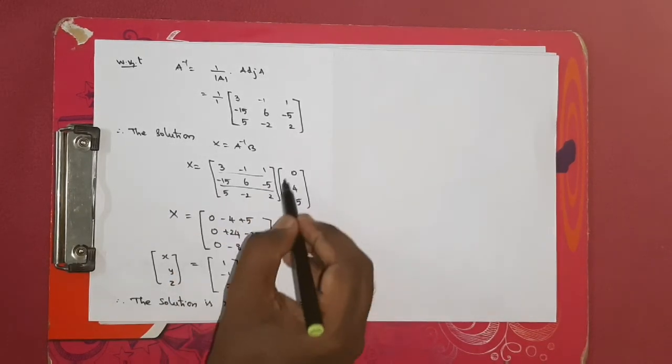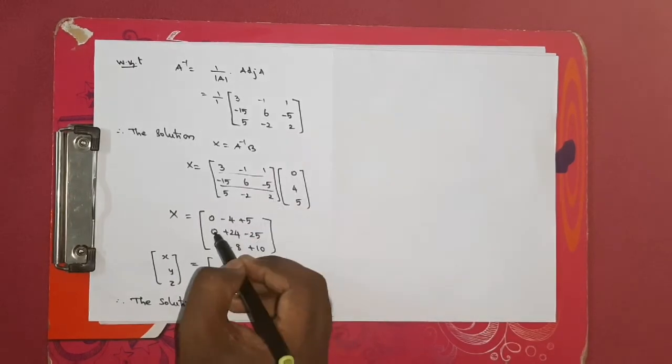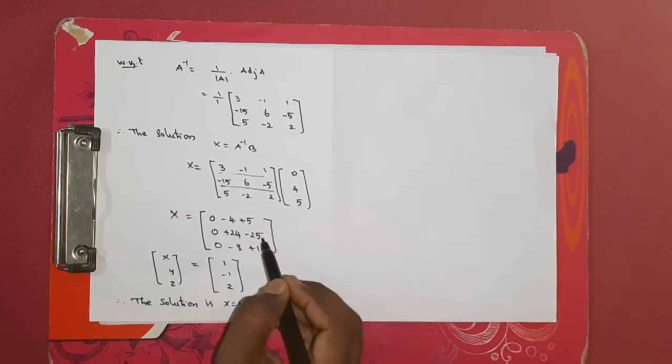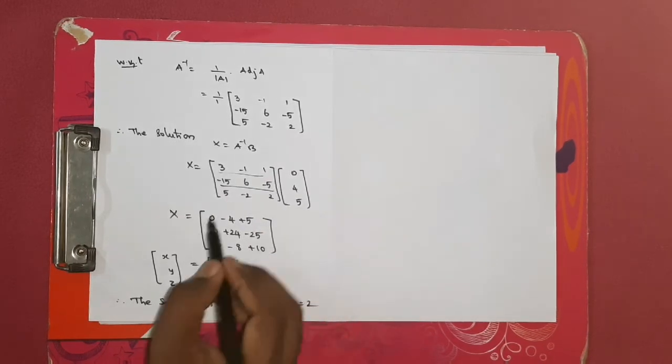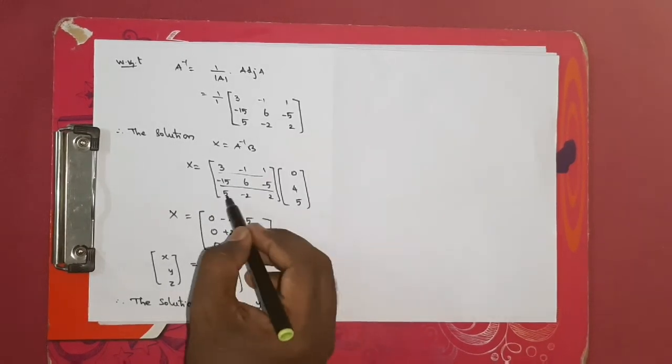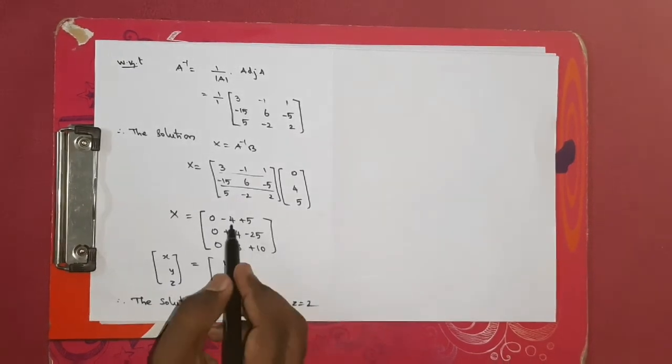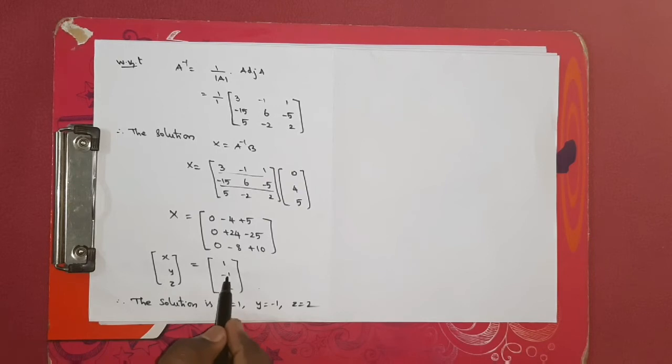Okay, now take the second row and multiply here. Minus 15 into 0 is 0, 6 4s are 24, and minus 5 into 5 is minus 25. Next, third row, first column. So 5 into 0 is 0, minus 8, 10. So here when you solve, you get 1, minus 1 and 2. Therefore the solution is x equal to 1, y equal to minus 1, and z equal to 2.